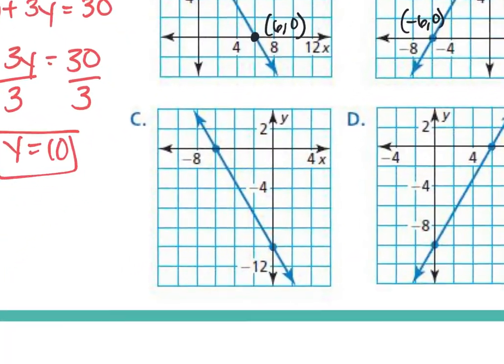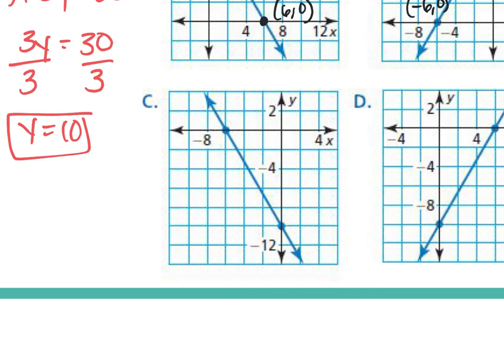Gio, where does C cross the y-axis? -10. So this point is 0, -10. And where does it cross the x-axis? Aiden? -6. Good. -6, 0. Yeah.